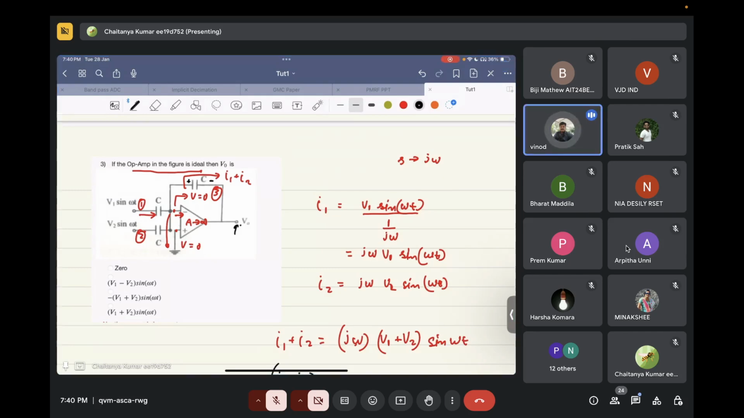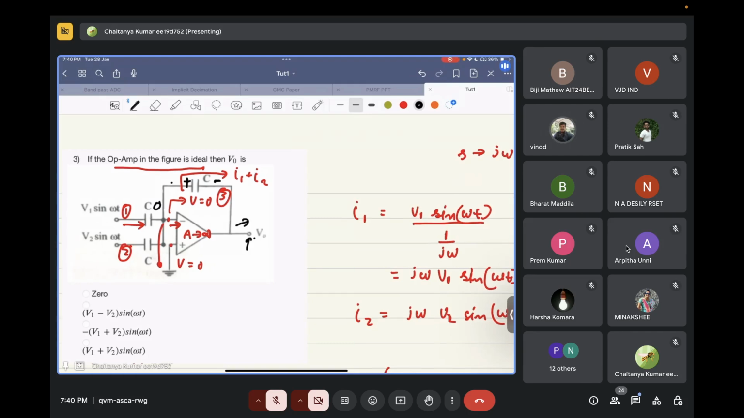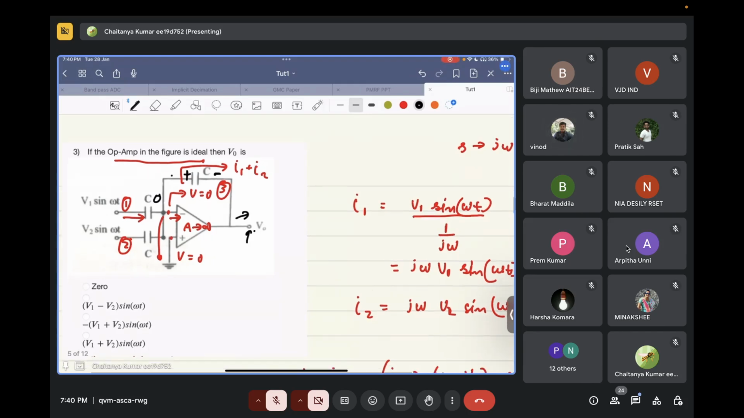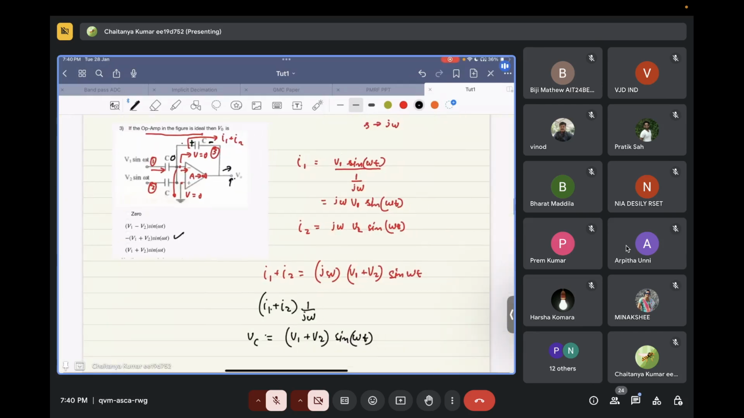Now, what will be the output voltage? Minus of the value, because the voltage drop occurs from the left plate to the right plate, and since the virtual ground voltage over here is zero, the output will be zero minus the voltage drop. So we will have minus (V1 plus V2) sin omega t as our output voltage. Is this question clear?